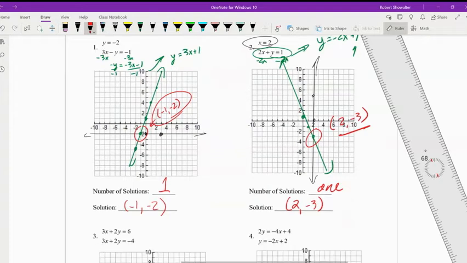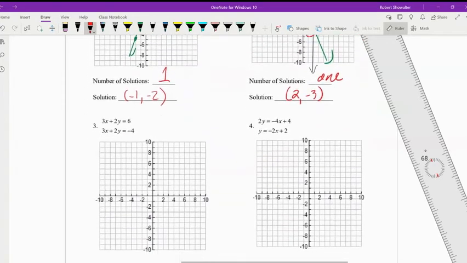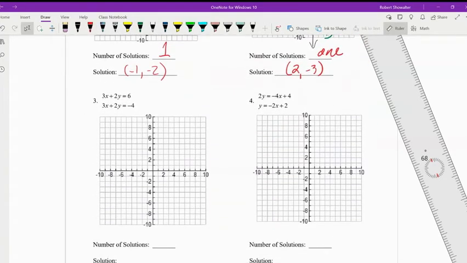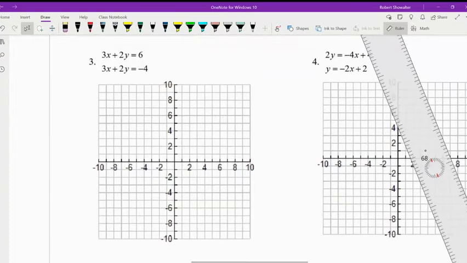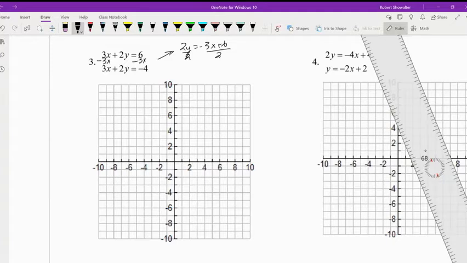Number 3 is a little bit more of a challenge because none of those are solved for y, and it might be a little tricky for you to graph them without that. So let's dig in and solve these puppies for y. We're going to subtract 3x on both sides. We get 2y equals -3x plus 6. Then we're going to divide by 2 on both sides. We get y equals -3/2 x plus 3.